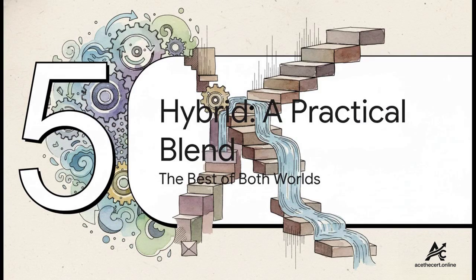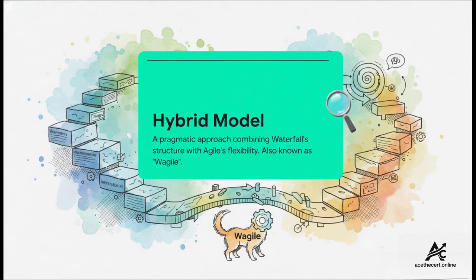But the truth is, in the real world, a lot of companies have found that the best solution is actually a mix of both. This is what we call a hybrid model. You might even hear it playfully called Wagile or Agilefall. It's a really practical approach. It says, hey, some parts of a project really need that old-school structure and predictability of Waterfall, while other parts would really benefit from the flexibility and speed of Agile.